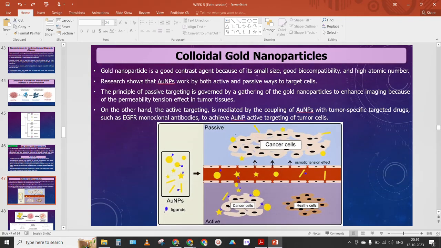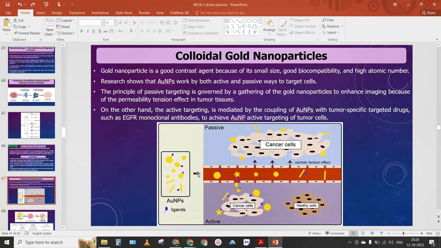Then the third is colloidal gold nanoparticles. Gold nanoparticles are a good contrast agent because of their small size, good biocompatibility and high atomic number. Research shows that gold nanoparticles work by both active and passive ways to target cells. Passive targeting is governed by the gathering of gold nanoparticles to enhance imaging because of permeability effects in tumor cells. On the other hand, active targeting is mediated by coupling gold nanoparticles with tumor-specific targeted drugs, such as EGFR monoclonal antibodies, to achieve active targeting of the tumor cells.